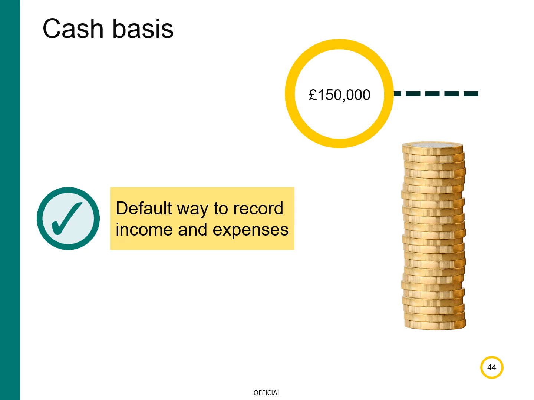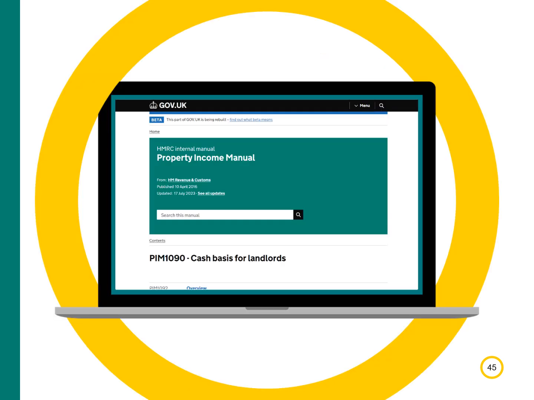Cash basis is the default way of recording property income and expenses for most individual landlords with income of £150,000 or less in 2023 to 2024. Cash basis may not suit all businesses, so you should consider which accounting method suits you and your business. You can find out more about cash basis in the Property Income Manual PIM 1090 on gov.uk. Let's go back to filling in the tax return.